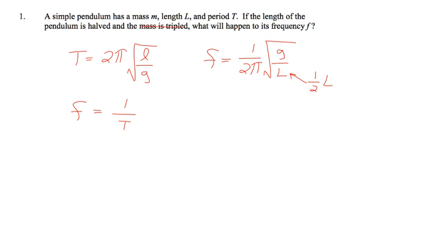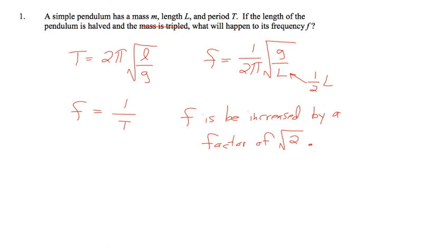So the frequency is going to be increased, or larger, by a factor of, because the 2 would be up there and it's under a square root, the square root of 2.